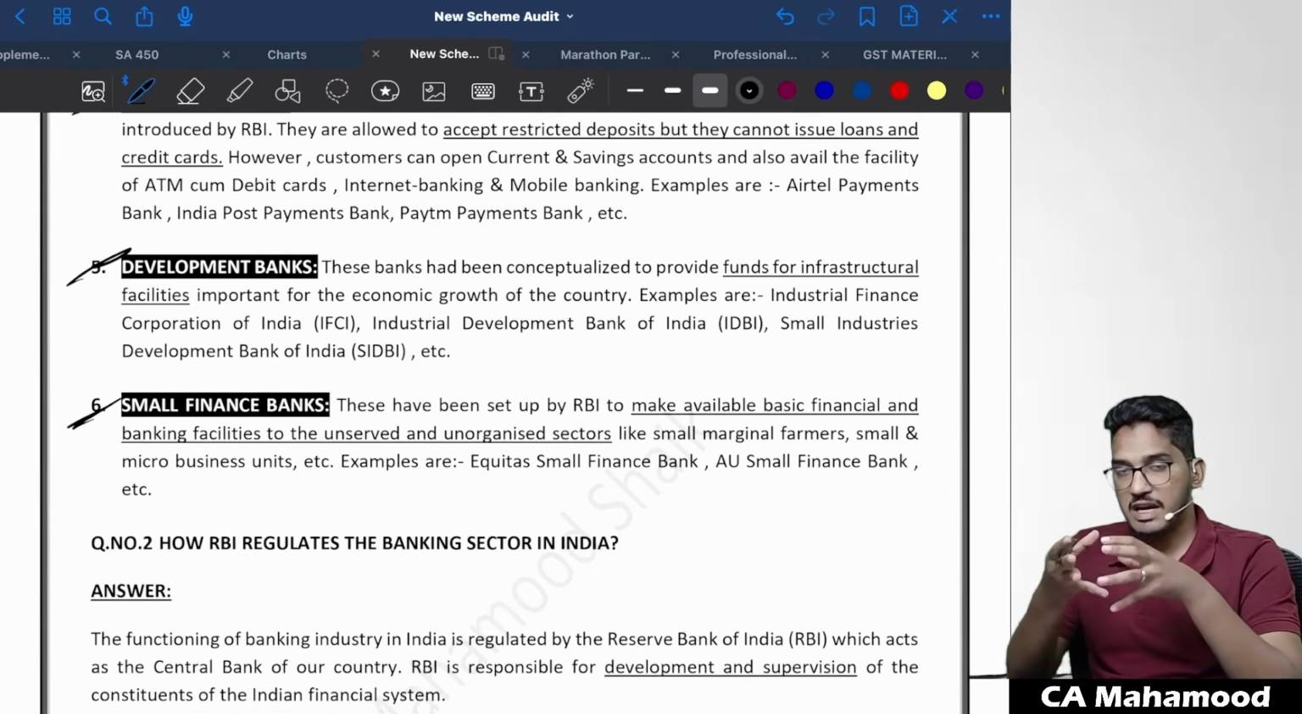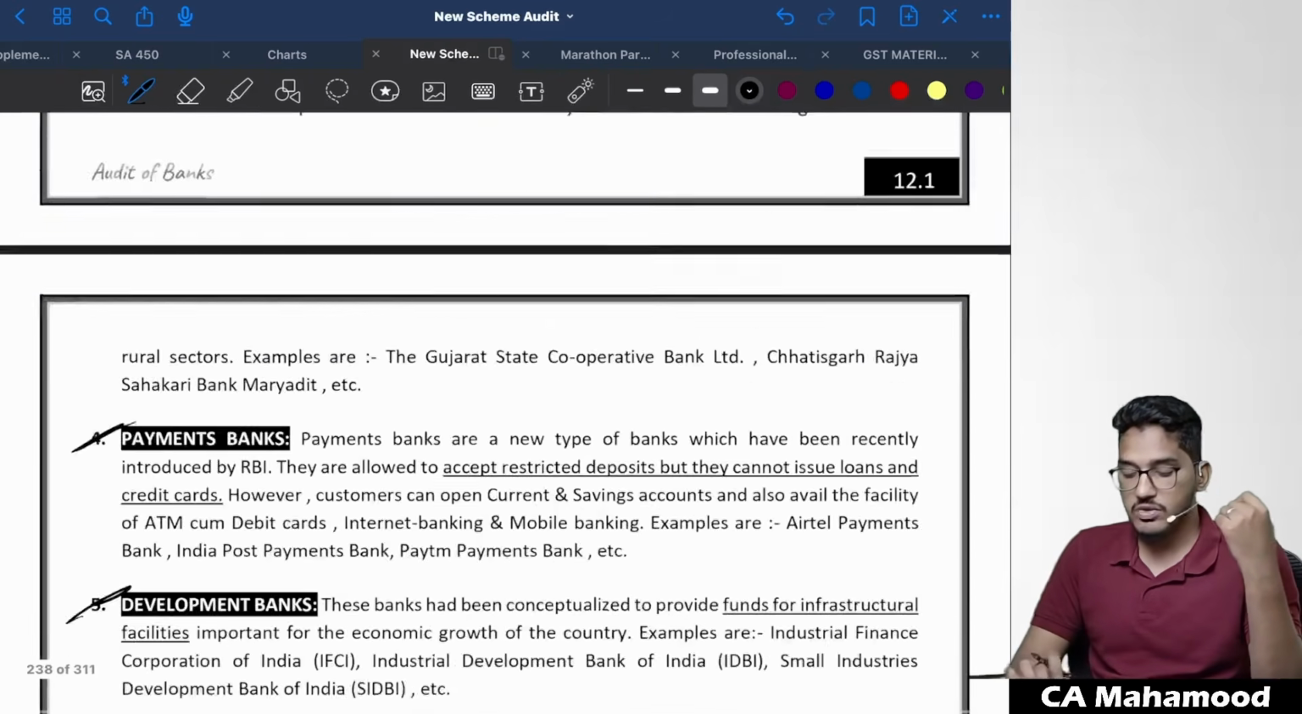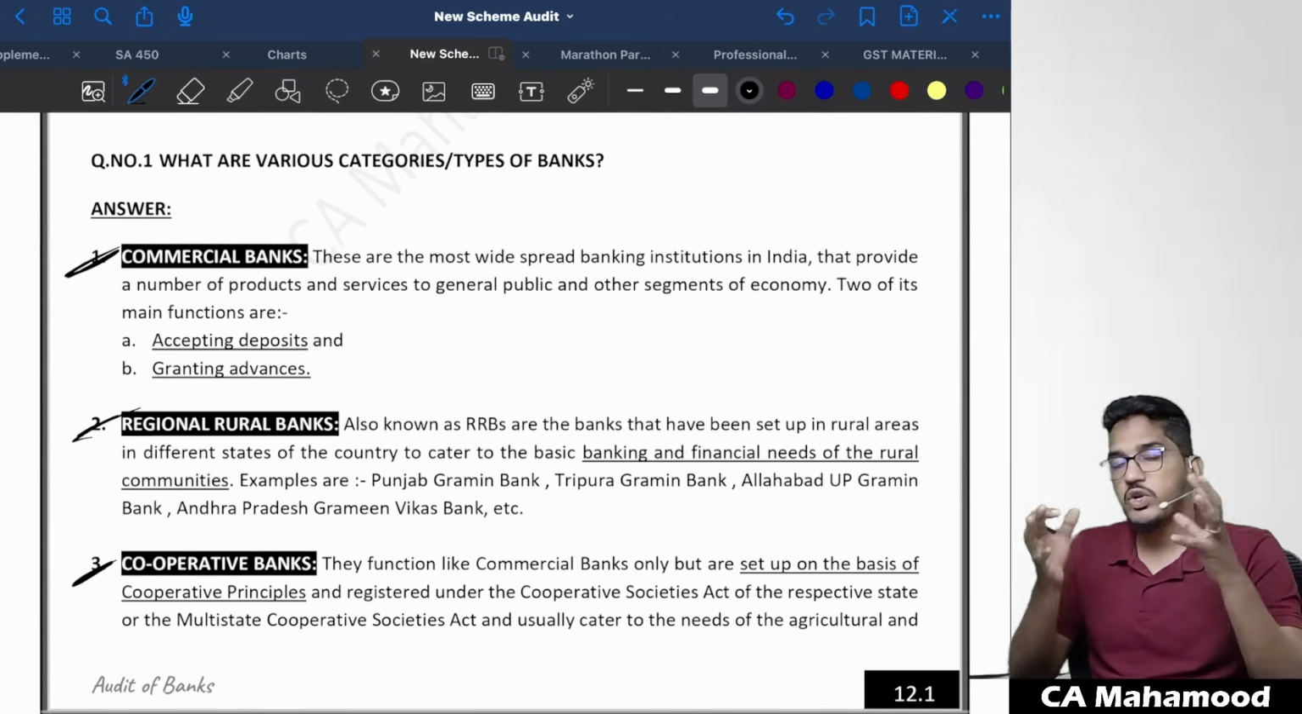So on what basis did they do this classification? They did this classification on the basis of the functions they are performing, the activities they are doing, and the customers whom they are serving. Like first, talking about commercial banks. Sir, what do you mean by commercial bank?